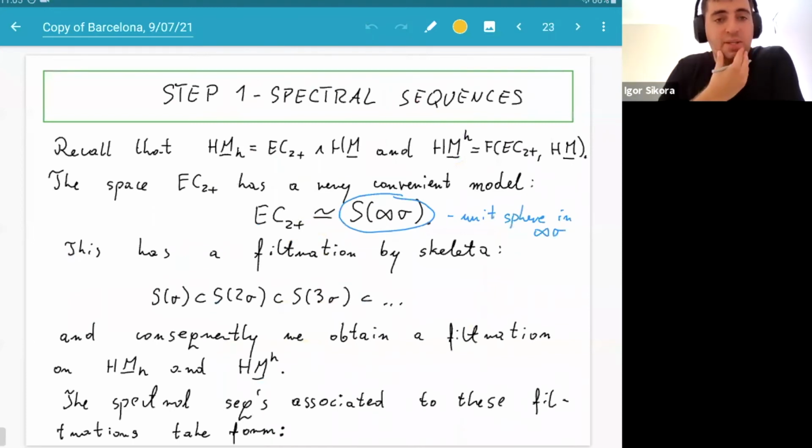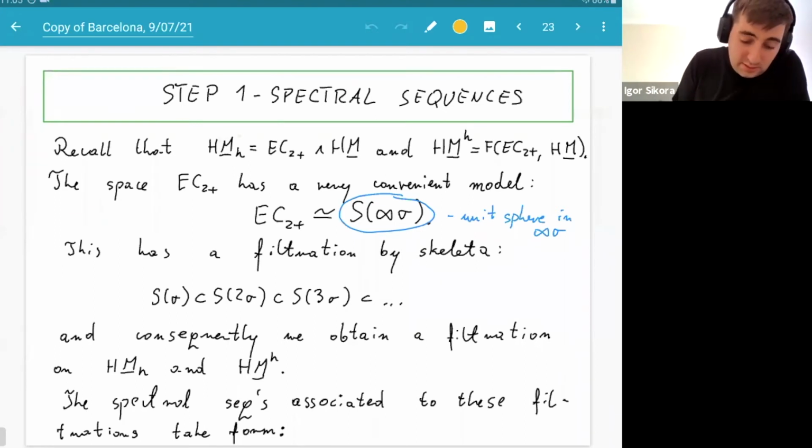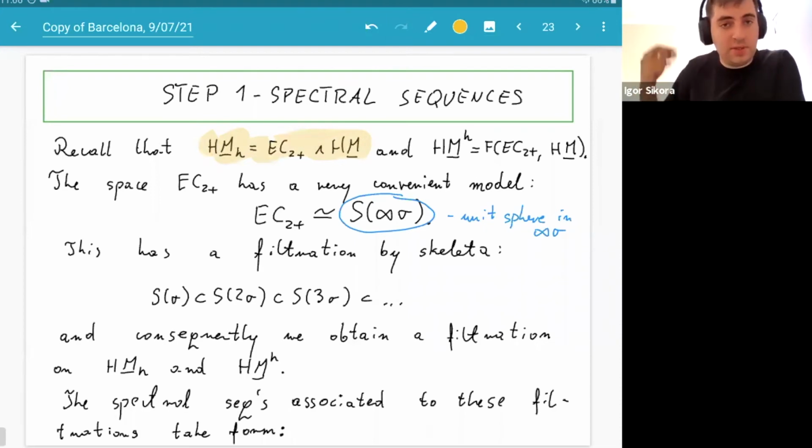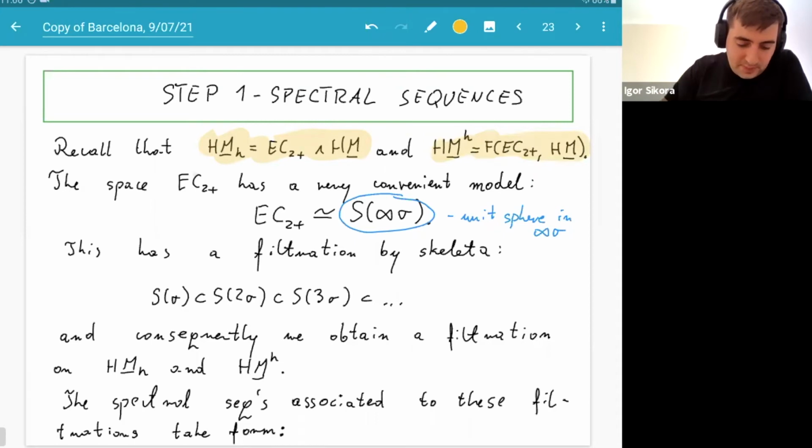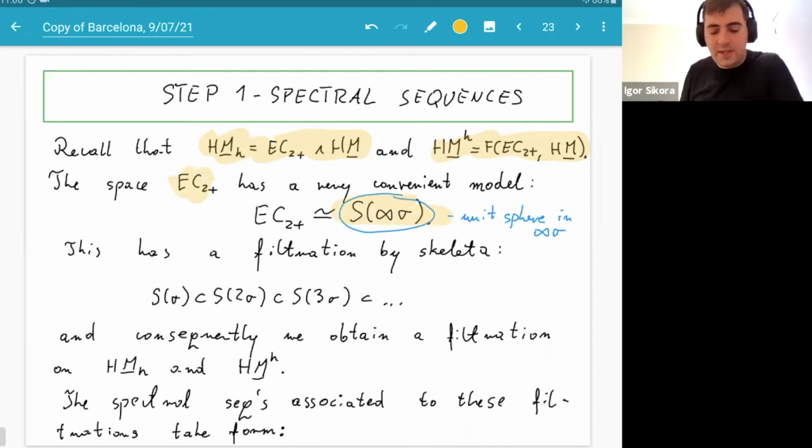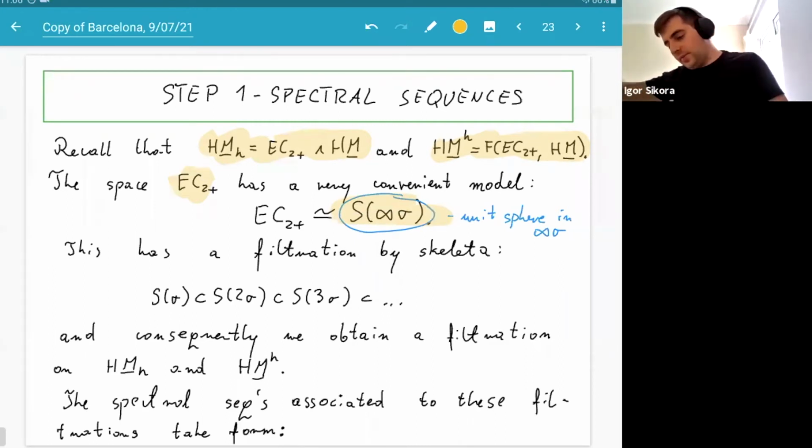So let's proceed to step 1 and let's discuss the spectral sequences which will appear in step 1. So recall the definitions of the free spectrum associated to HM to be EC2+ smashed with HM, and the Borel completion is given by this function spectrum. And the space EC2+ has a very convenient model given by the unit sphere in the infinite sum of copies of sigma.